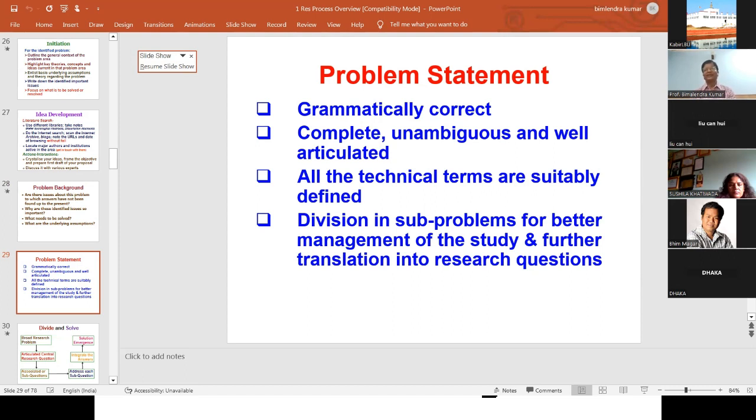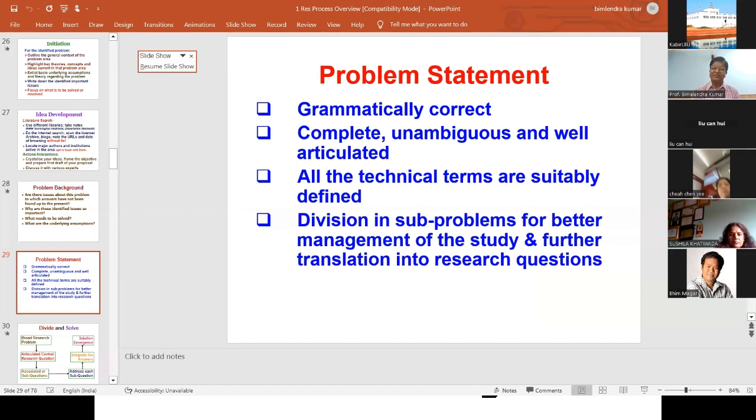So whether the technical terms used in your research problems have been suitably defined or not matters, because some technical terms are not understood by the readers. Then the problem is divided into sub-problems for better management of the study and for further translation into research questions.